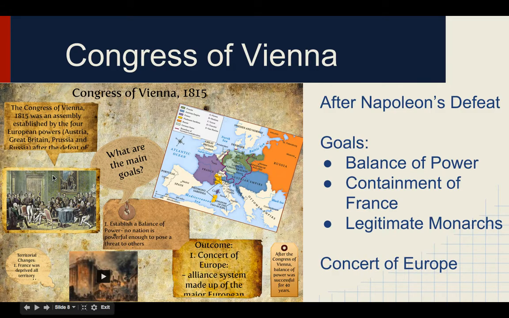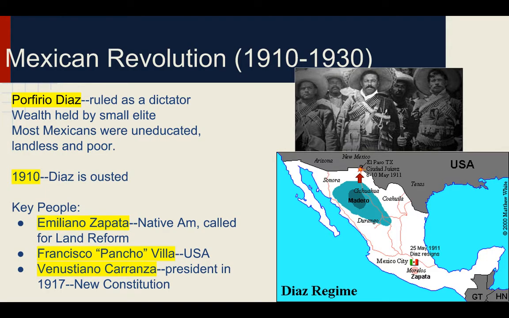You see here on this hodgepodge of snapshots, the Congress of Vienna was an assembly of the great powers: Austria, Great Britain, Prussia, and Russia. And basically they want a balance of power. And what's weird is for 99 years they get it, because not until 1914 do we have an outbreak of a full-scale European war. The Mexican Revolution I did not talk about, and I need to talk about it now.